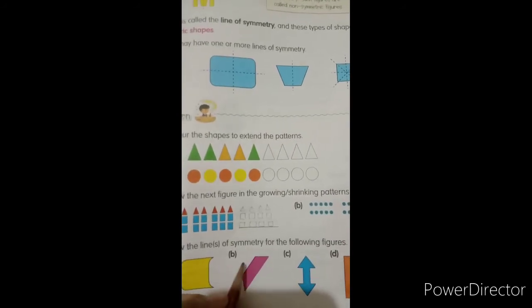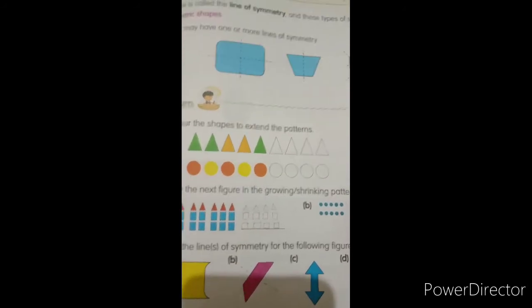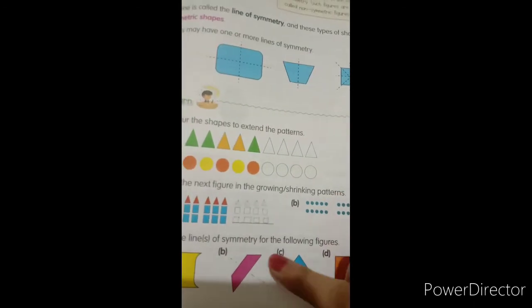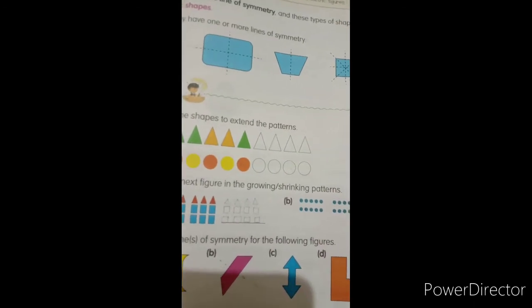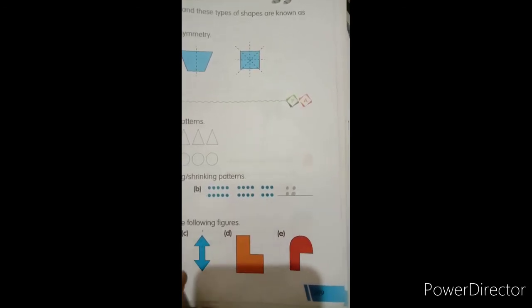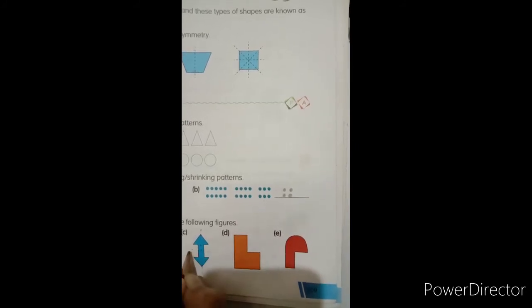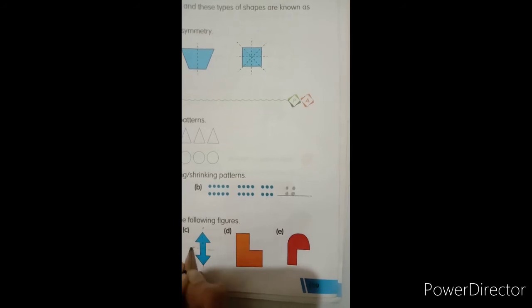In the next pattern, there is a slanting line of symmetry, because this line divides it into 2 identical shapes. In the next part, there are 2 lines of symmetry. First is horizontal and next is vertical.